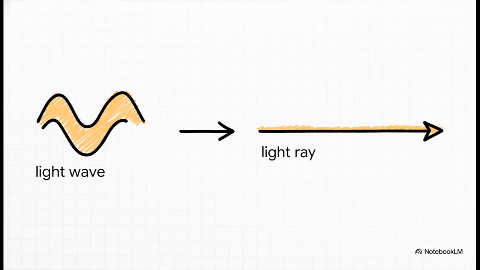Now, technically, light behaves like a wave. But for what we're doing today, understanding mirrors, we can actually simplify things a whole lot. We can just imagine light traveling in a perfectly straight line, which physicists call a ray. It's a neat little shortcut called ray optics, and it works perfectly.